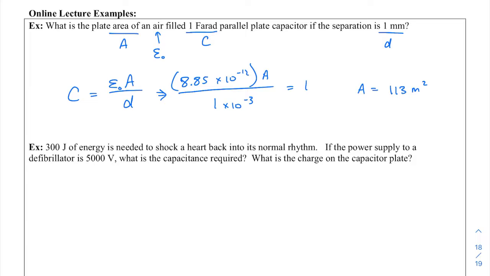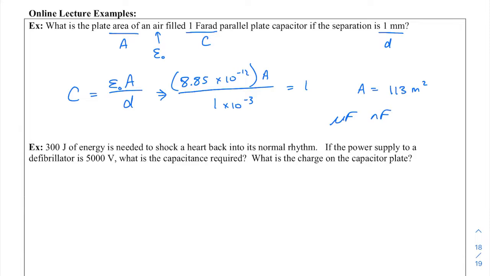So when you get into class, I'm going to talk to you about how it is that we get such a big area in a little space. And it also kind of goes to show 1 farad is pretty big. Usually we work with microfarads or nanofarads.